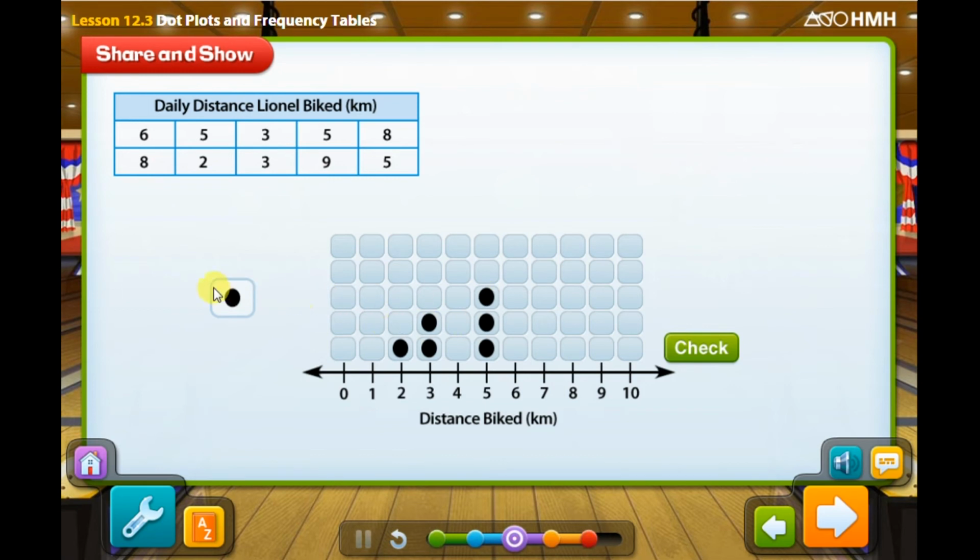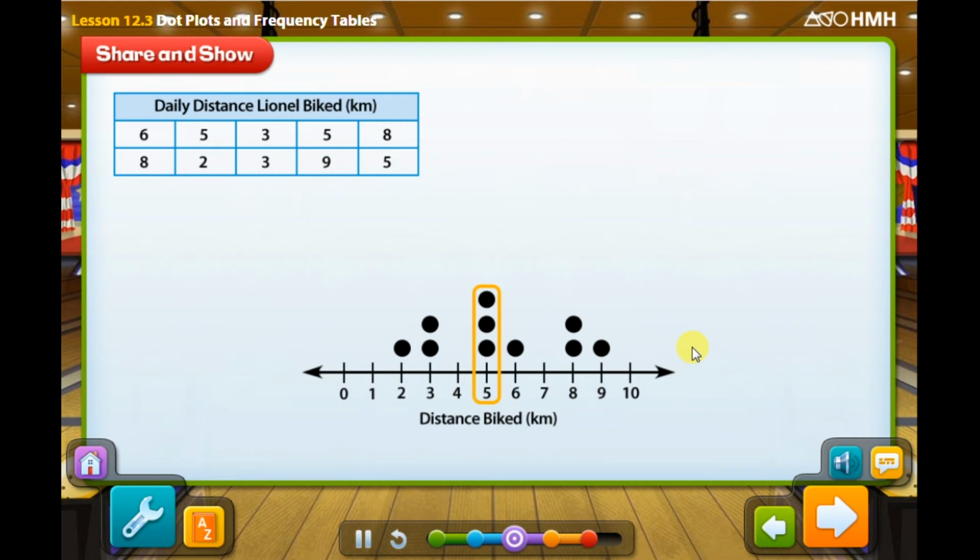6, 1, which is here. No 7s. 8. We have 2 8s. Finally, 9 is 1. Let's check and see. That's right. The 10 pieces of data are placed correctly on the dot plot.